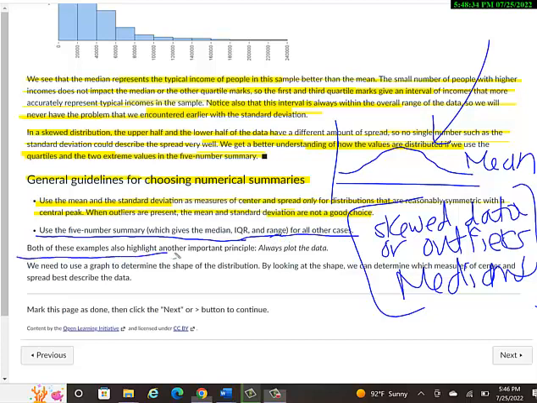Both of these examples also highlight another important principle. You always plot the data. If you just see a list of data values as numbers, it's hard to tell how the data looks. Is it bell-shaped? Is it skewed to the left, skewed to the right? You can see outliers in the data, and that way you can decide which measure of center to use. We need to use a graph to determine the shape of the distribution. By looking at the shape, we can determine which measure of center and spread best describe the data.